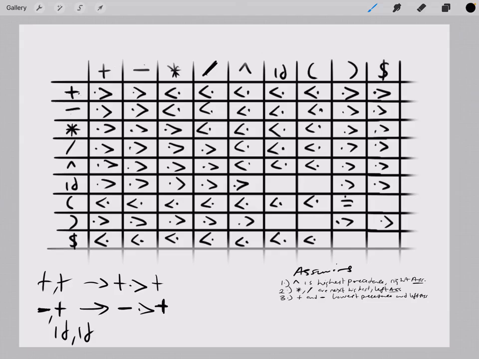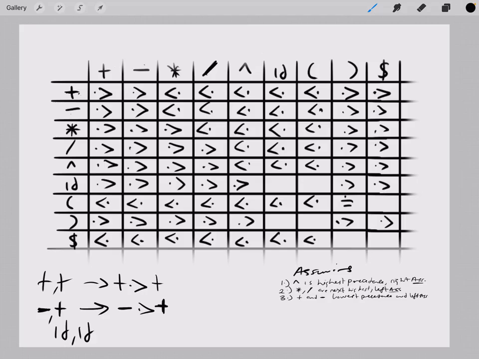We are going to ignore ID relating to ID. It shouldn't happen. So we are not going to add anything to that. ID and the open bracket don't have a relationship. They are not relating. They should not relate. The dollar sign and the dollar sign also should not relate. Those are the things you should note.